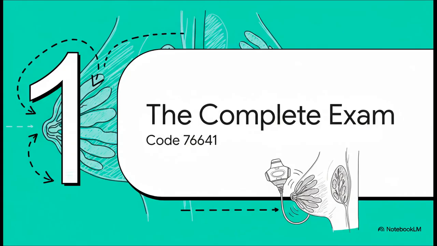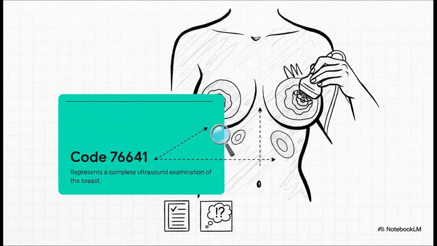Okay, first up, let's tackle the complete exam. This is the whole shebang, the really comprehensive procedure, and it gets CPT code 76641. So, what exactly makes it complete? Now, the official CPT definition for 76641 is pretty straightforward, right? It's for a complete ultrasound of one breast. But for us as coders, the real question is, what does complete actually mean? What are the specific things that have to be documented for us to even use this code?